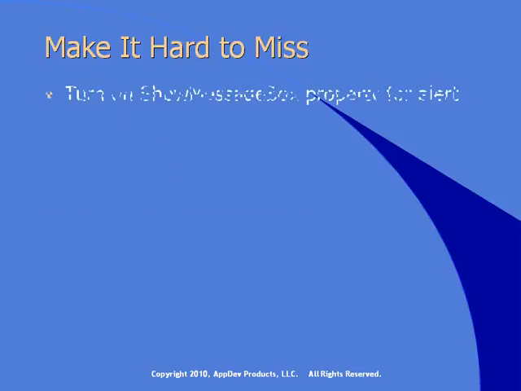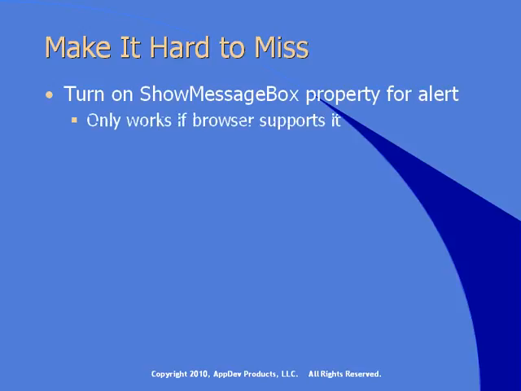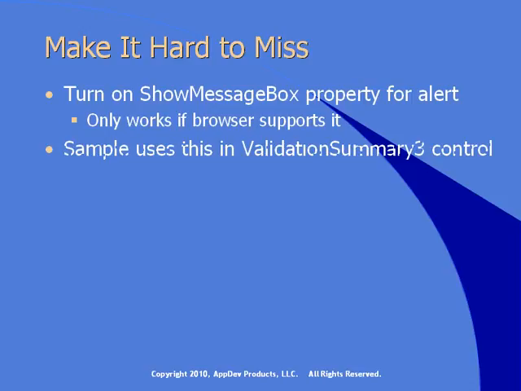You can also turn the show message box property to true. Now, this only works if the browser supports it. Internet Explorer does. And the sample uses this to display a message box which has all the errors in it. You've seen this on the sample page. It's an alert that pops up in a modal fashion above the browser window. Let's review how the validation summary control looks on the page.